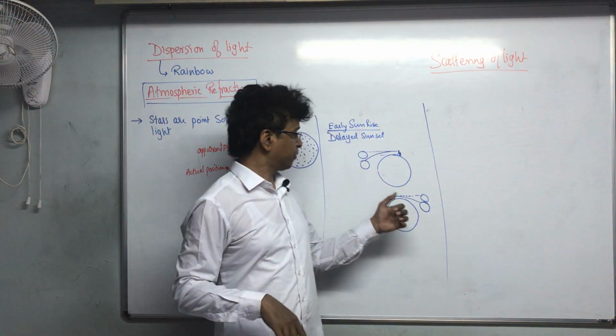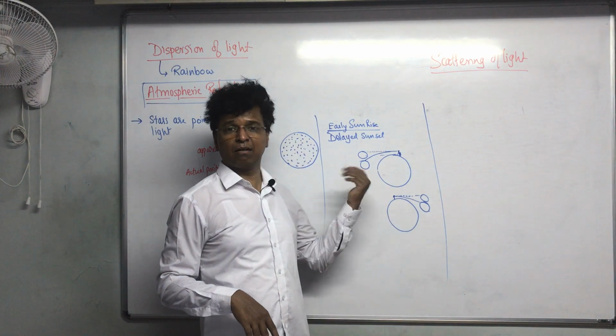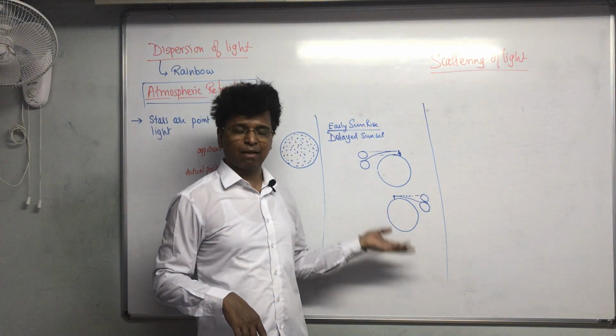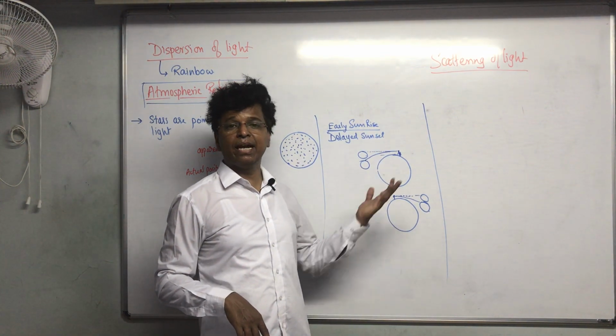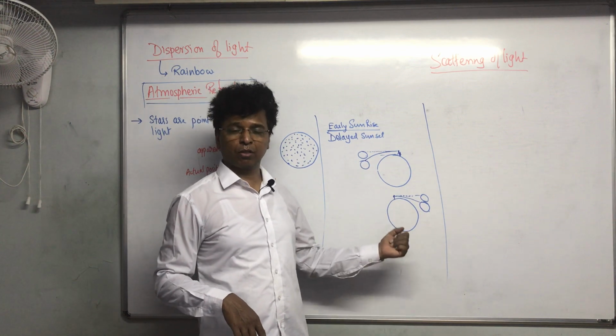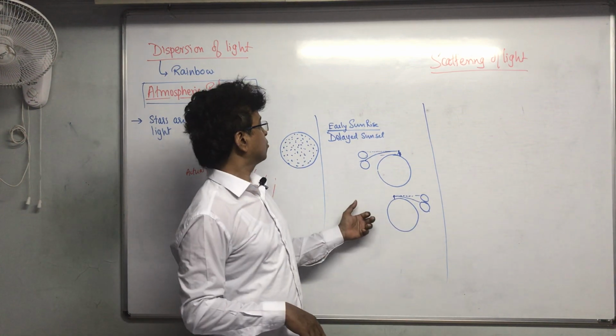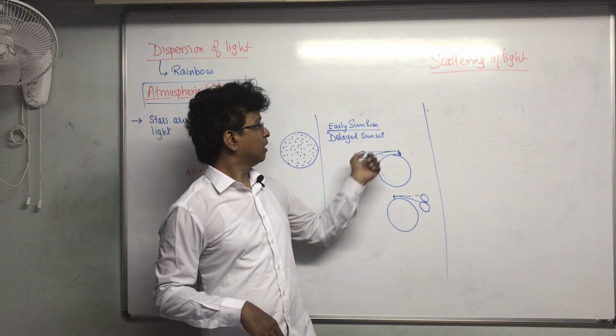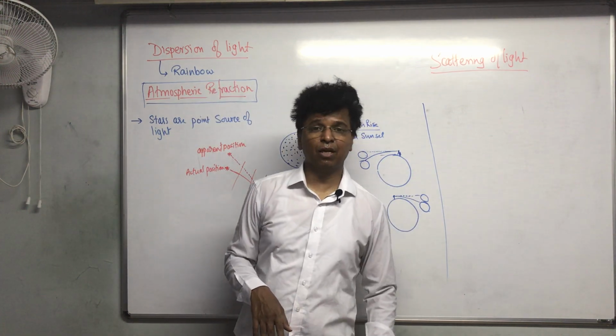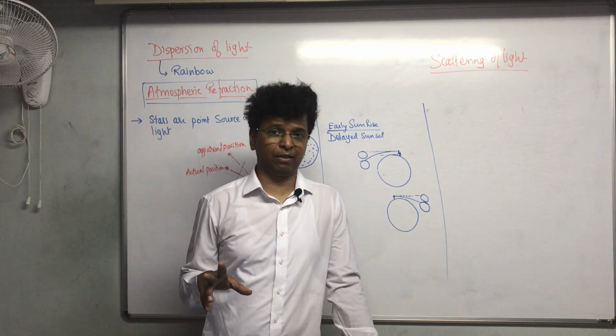Fine. The same thing happens with the sunrise. There is an early sunrise and a delayed sunset. Early sunrise and delayed sunset are also because of the atmospheric refraction of light. Fine, my dear students. And then scattering of light. Scattering of light, again here it is something different.